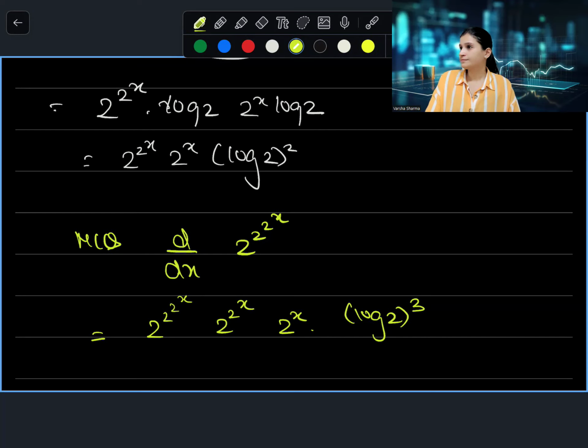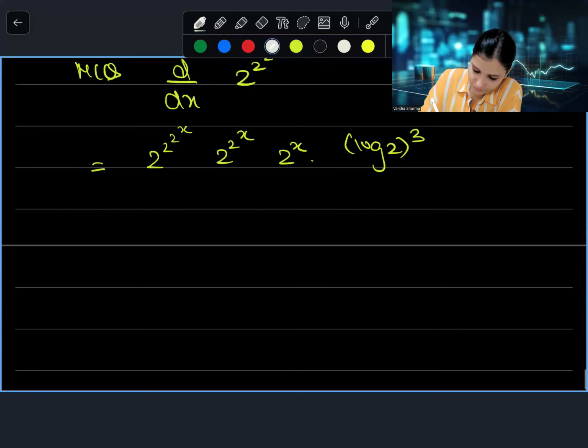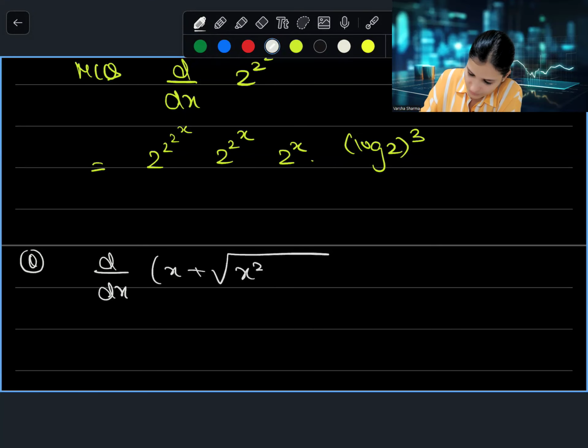Done. Yes, ma'am. Differentiate x plus root over x square plus a square.